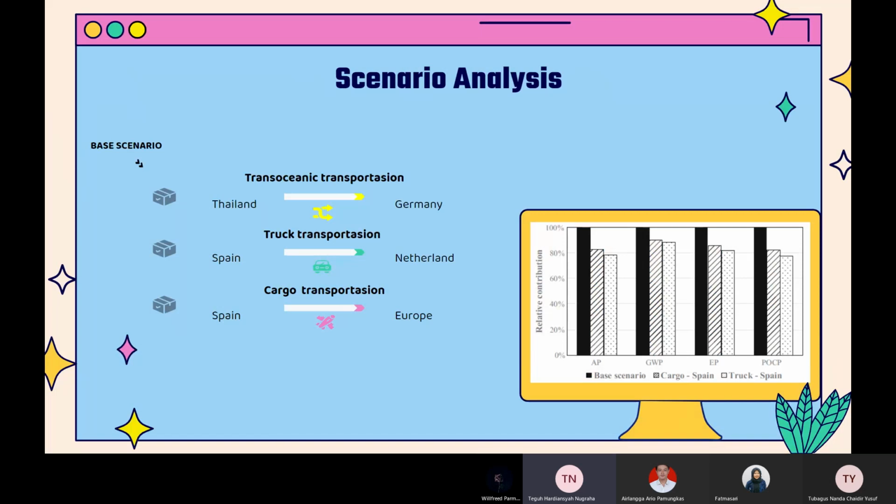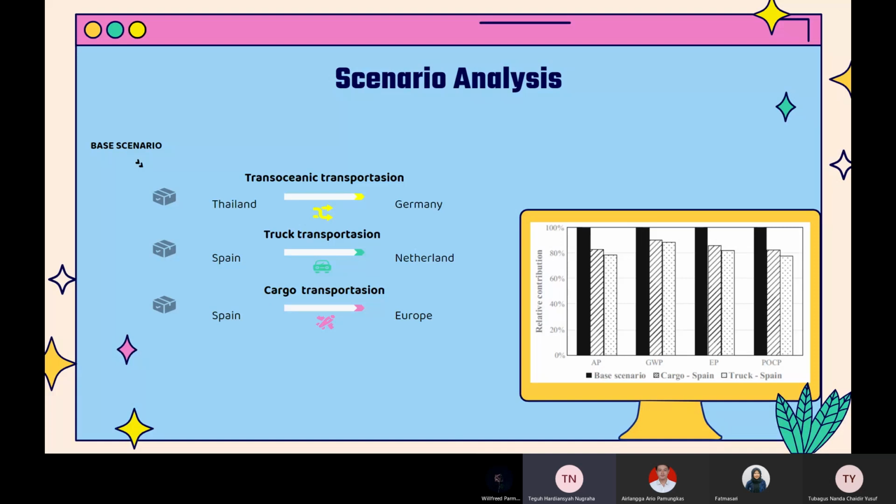The LCIA result highlighted that a significant amount of environmental impacts come from the transoceanic transportation of the polymer polylactic acid, or PLLA, that is, the transportation of polymer from Thailand, where it was originally manufactured, to Germany, where it will be used in the manufacture of the bio-based plastic product. In the scenario analysis, the transoceanic cargo transportation of PLLA is kept as the base scenario, compared to a scenario of cargo transportation of PLLA from Spain and another scenario of truck transportation of PLLA also from Spain.